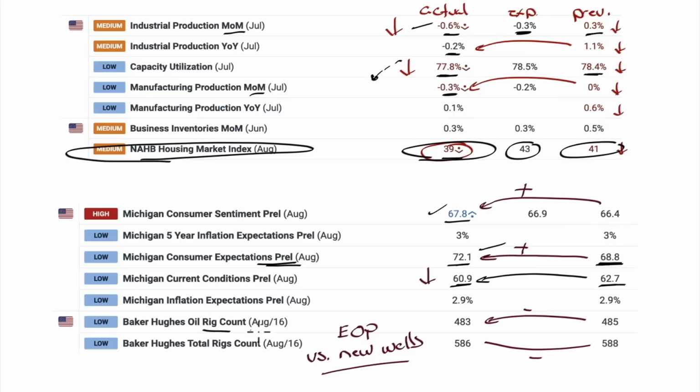Baker Hughes, the oil rig count down to 483 from 485, and total rig counts 588 down to 586, both of them dropping. This is because oil companies are relying more on enhanced oil recovery versus drilling new wells. So you can get more out of an existing well before you have to drill another well with different techniques for enhancing the oil recovery.